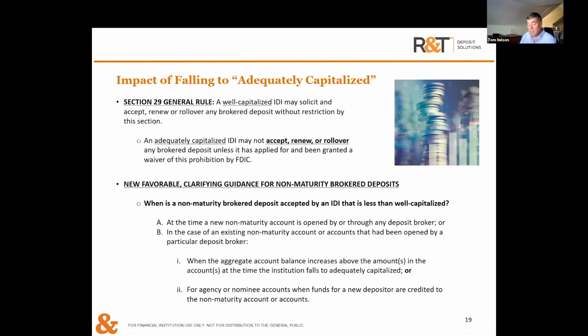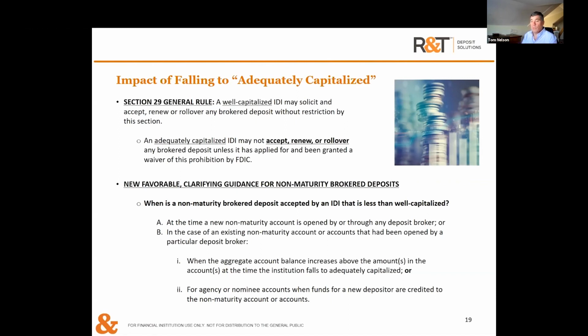So you do $10 million with broker-dealer XYZ. You fall to adequately capitalized. You can't do $10 million and $1. You can only do the $10 million that you had the day that you became adequately capitalized. And that goes for any type of agency account, which is again what a broker-dealer structure is going to be, anything that is a for-the-benefit-of type of account.